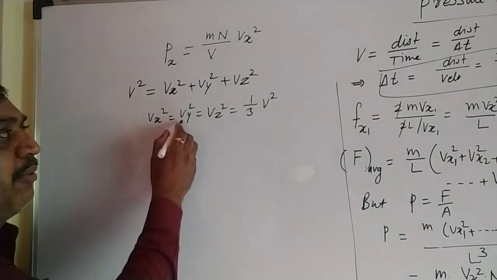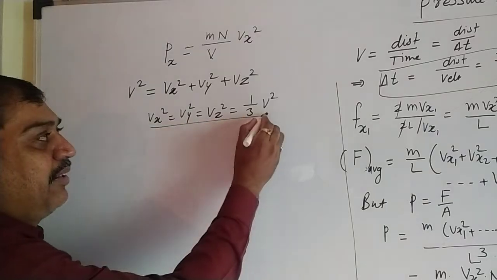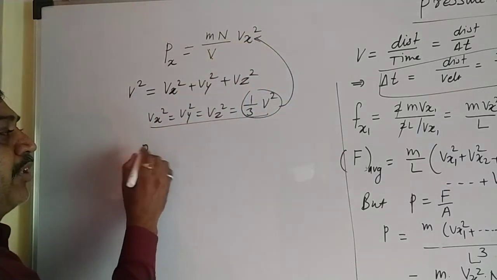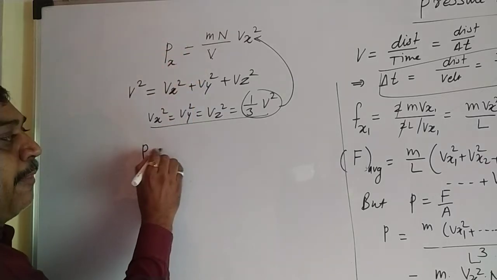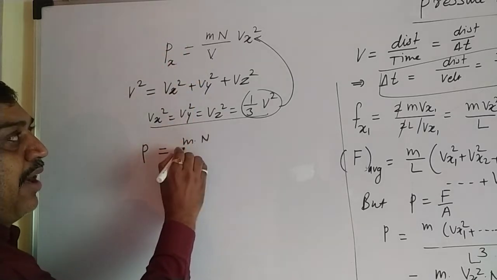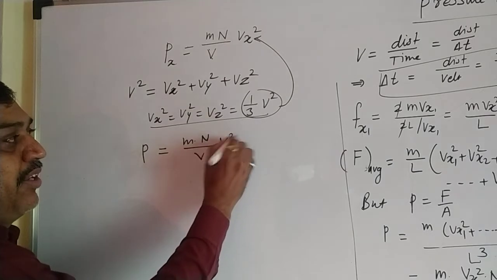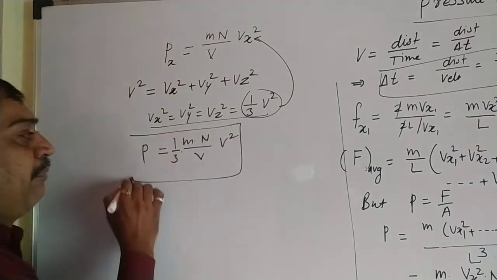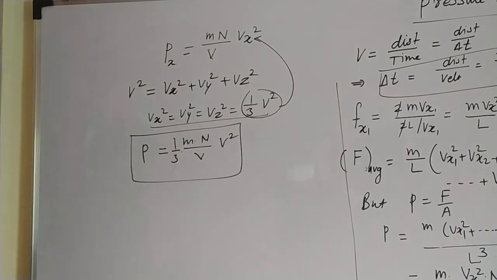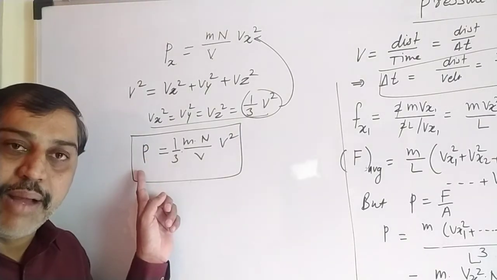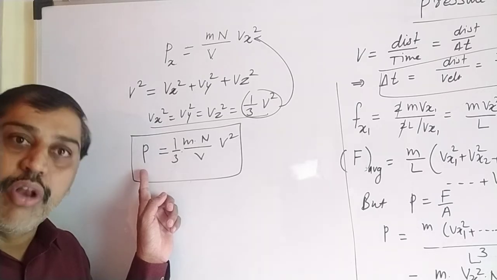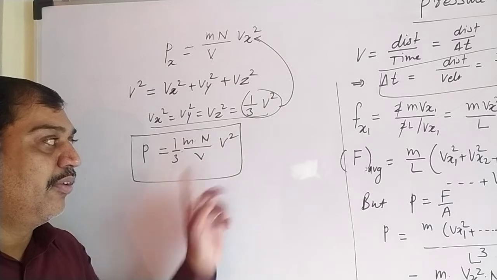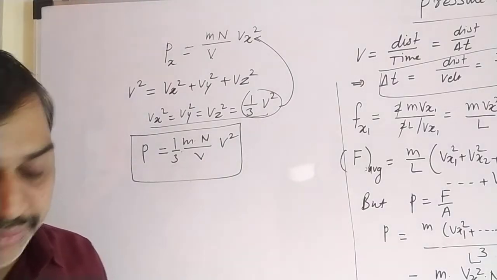That's why Vx square equal to Vy square equal to Vz square, each is 1 by 3 V square. Put this value in this equation. Write down the total pressure now. P equal to m into n divided by V, and Vx square is nothing but V square with 1 by 3 at the front. So here I have taken 1 by 3. This equation gives us the pressure exerted by all gas molecules on the wall of the container: 1 by 3 m into n divided by V into V square.